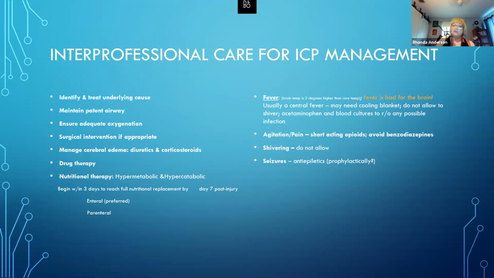Now we prefer to use the gut. So if the gut's working, we use that. So tube feedings are appropriate. If that's not appropriate, or the gut is injured because of multi-system trauma and unavailable, then we will have to go down the parenteral route and use central parenteral nutrition, or TPN.